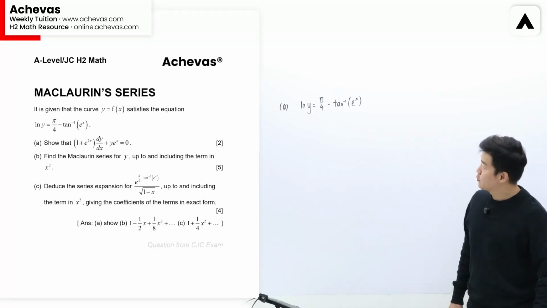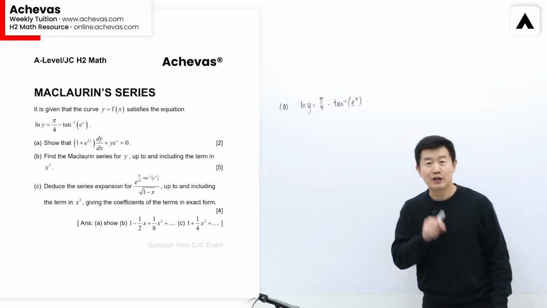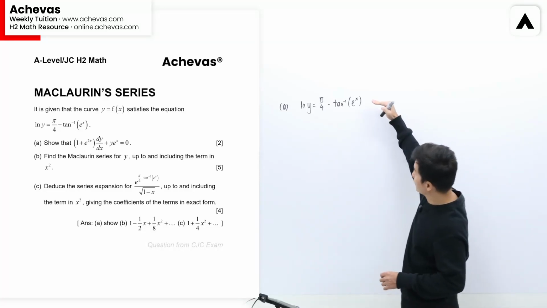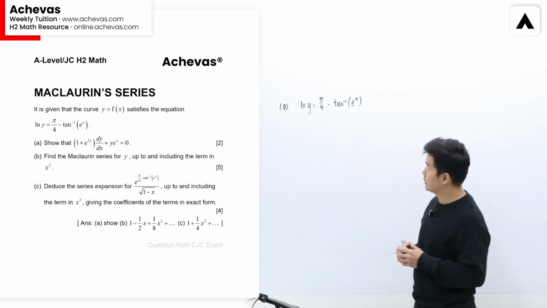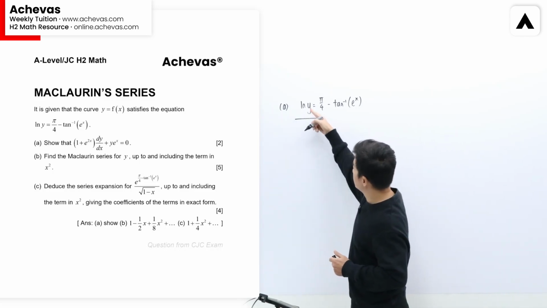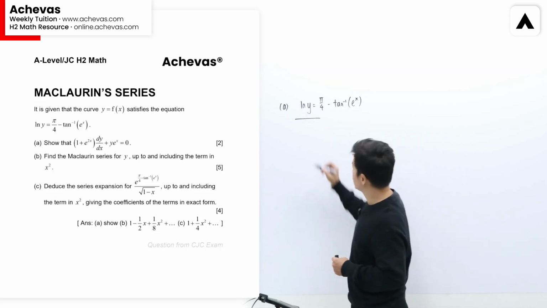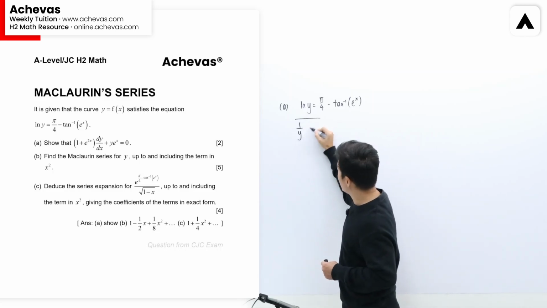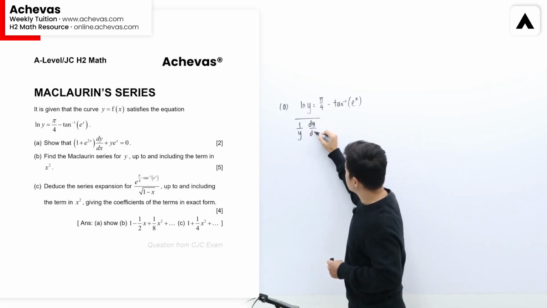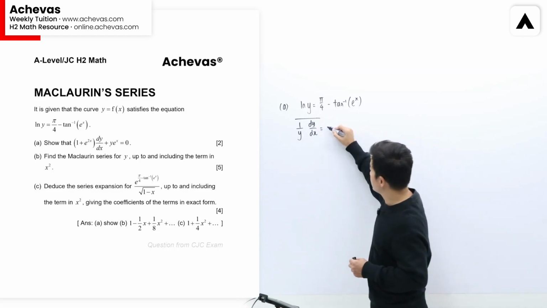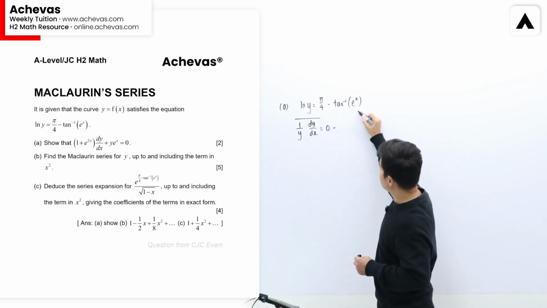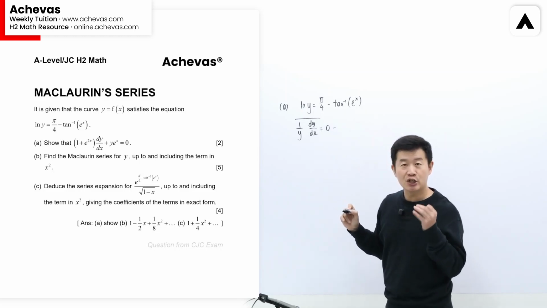The very first part of this question is testing us on differentiation technique. We are supposed to differentiate this implicitly in order for us to show what the question requires us to show. So on the left-hand side, differentiating this with respect to x, we will have a 1 over y dy dx is equal to differentiating pi over 4. It is a constant, so it's going to be 0 minus differentiating this. We are going to be applying chain rule.